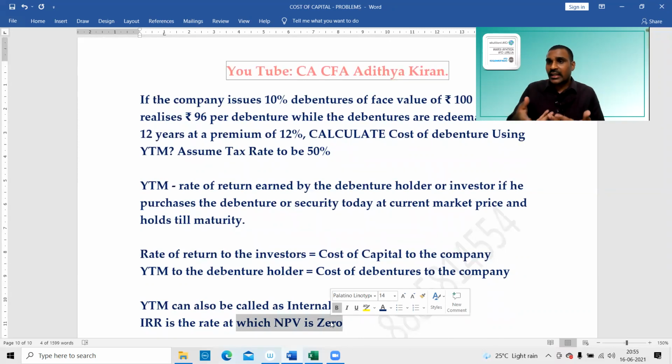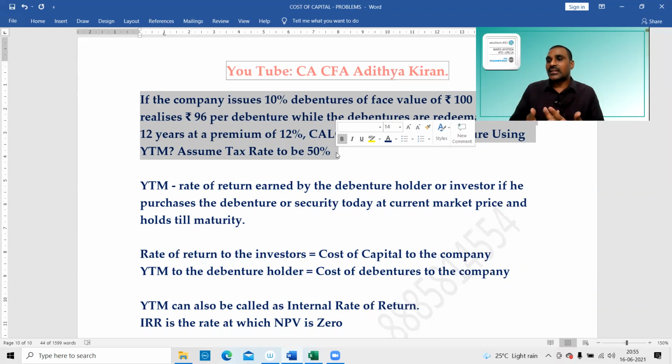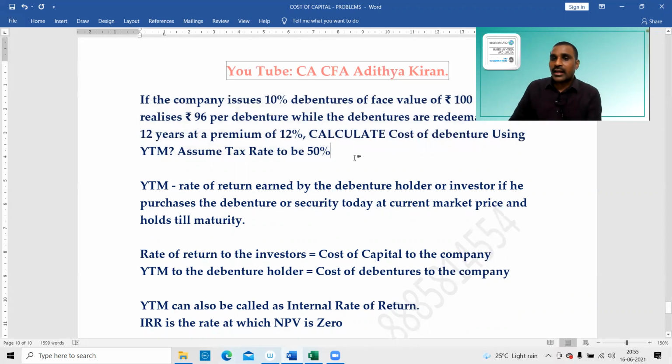We will use different guess rates. Information is given to calculate the cash flows. Using this information, we'll calculate the cash flows, and to those cash flows we'll apply different guess rates. The guess rate at which the NPV becomes zero is nothing but internal rate of return, yield to maturity, and cost of debentures. So first of all, we have to calculate the cash flows. Then we'll go for the guess rates.